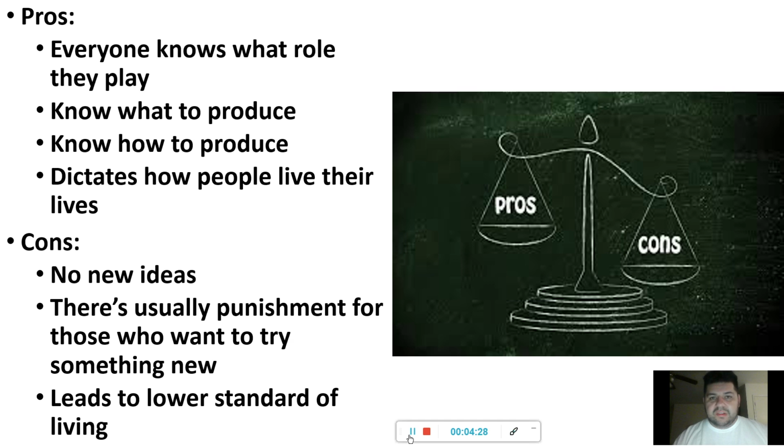So in this sense, people know what their jobs are. They know what to make. They know how to do it, things like that. Now go to the next thing, how to produce it. They know how much to do and how to make it, because again, it's tradition. You do the same thing over and over again. The last one is it dictates how people live their lives.